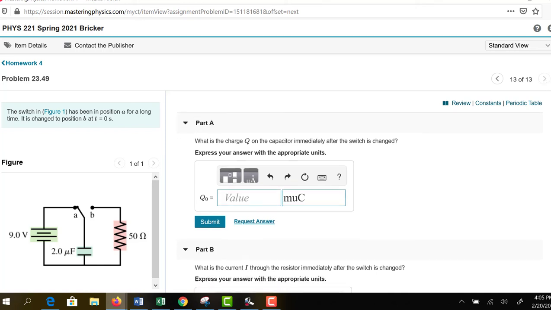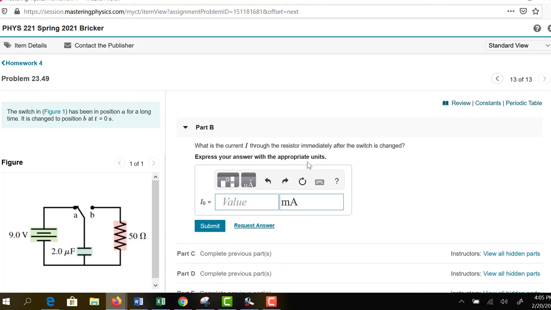So we'll get the initial amount of charge, and then we want to know what is the current through the resistor immediately after the switch is changed. The capacitor is charged up to 9 volts. When you move the switch from position A to position B, that's when the capacitor could discharge. So we start at 9 volts, and then it's going to discharge through a 50 ohm resistor. You could figure out the initial amount of current. And then remember, as the capacitor discharges, the amount of charge on the capacitor gets less, the voltage gets less, and then the current's going to get less. We just want to know the initial current. So the initial current's going to be 9 volts divided by 50 ohms, right? I equals V divided by R will give you the initial current.